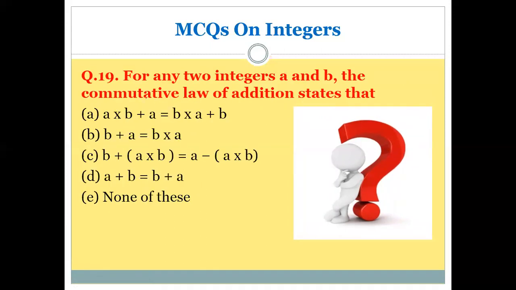Question number 19. For any two integers a and b, the commutative law of addition states that you can change the place of the numbers which you are adding. So a and b, if you change b's place with a and a's place with b, that is the commutation of numbers. So a plus b and b plus a will be the correct option, G.